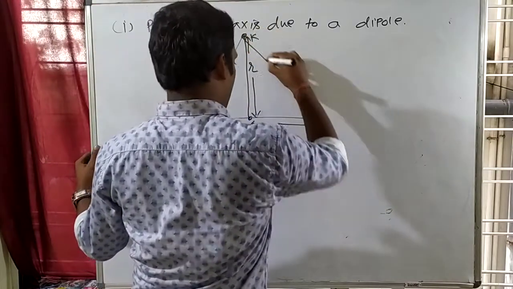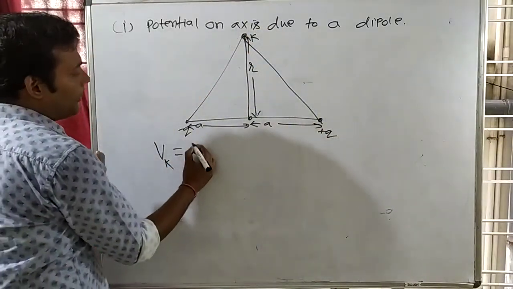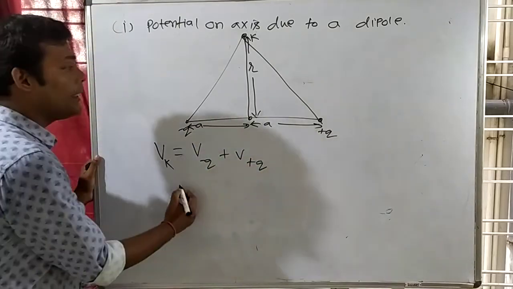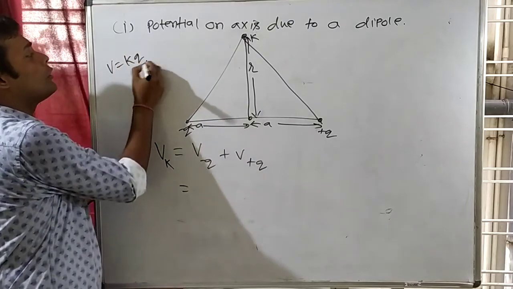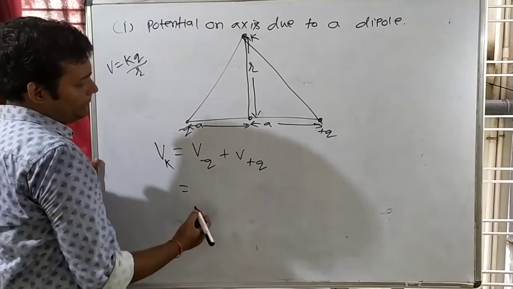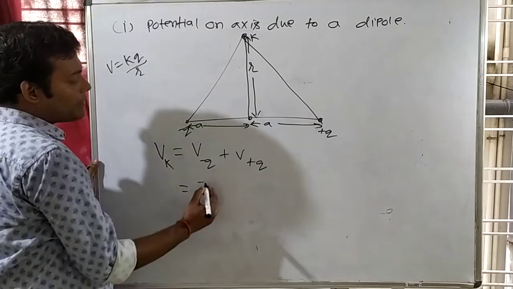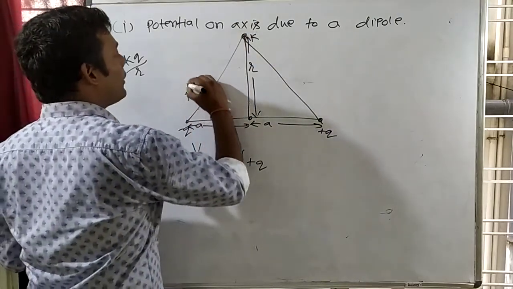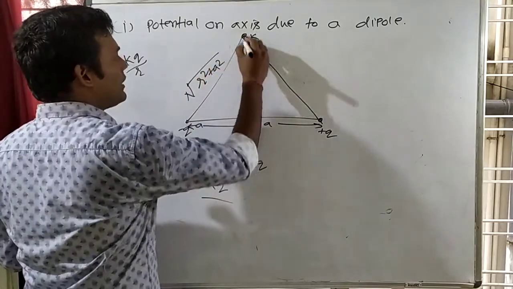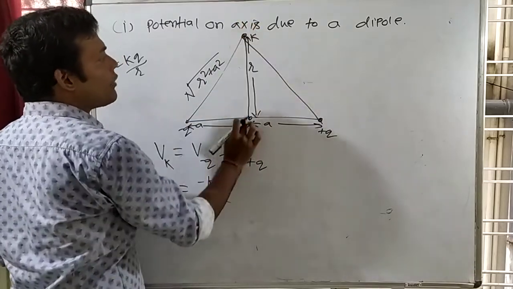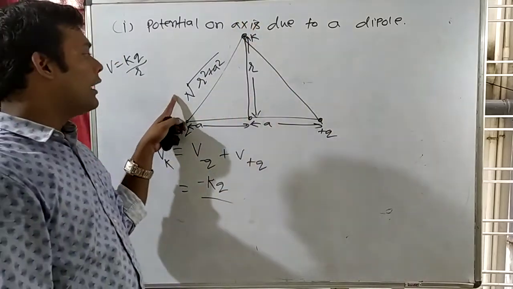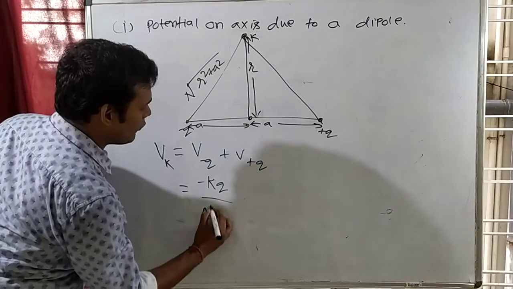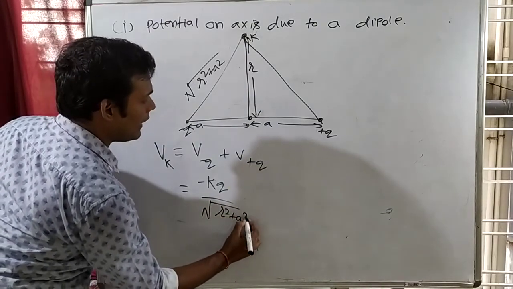So this distance we have to take, right? This will be equal to the potential due to minus q plus the potential due to plus q. What will be the potential due to minus q? V is equal to kq by R. This is negative, so minus kq by, what will be this distance? Square root of R square plus A square. In this triangle, hypotenuse square is equal to base square plus perpendicular square, so hypotenuse will be the square root of R square plus A square.